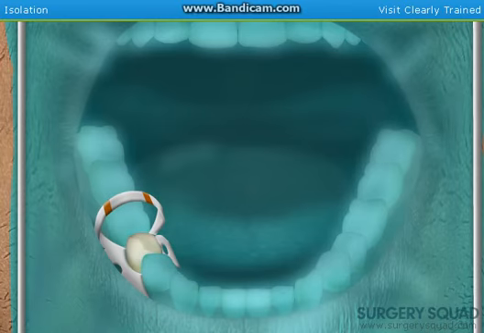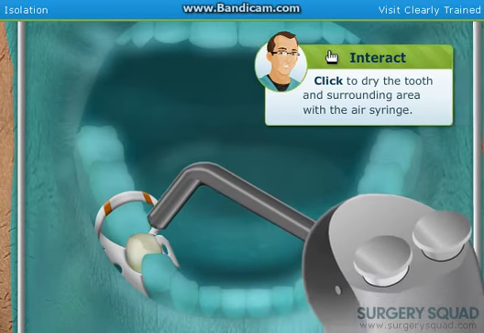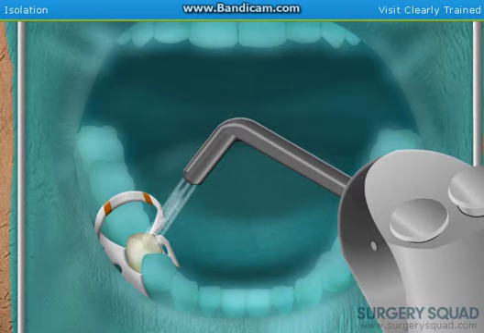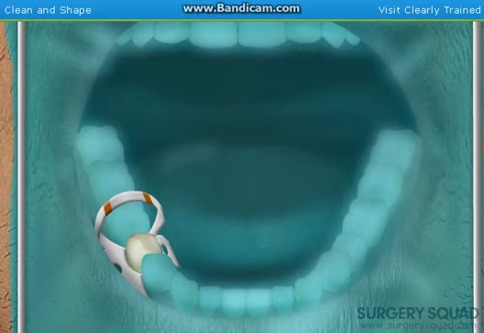Next, we'll need to dry out the tooth as much as possible using our air-water syringe. Now that the tooth has been isolated, we can create our access cavity in the tooth using our drill.